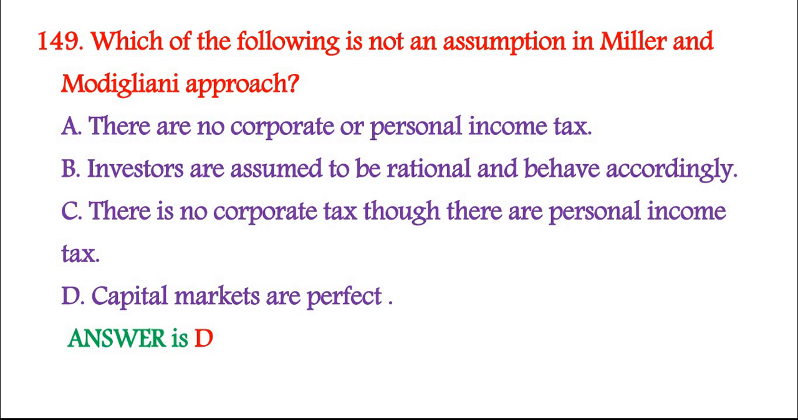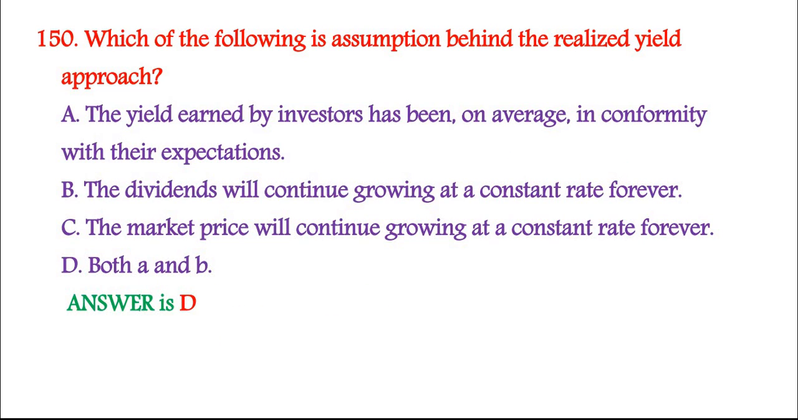149. Which of the following is not an assumption in Miller-Orr Model approach? A. There are no corporate or personal income tax. B. Investors are assumed to be rational and behave accordingly. C. There is no corporate tax though there are personal income tax. D. Capital markets are perfect. Answer is D. 150. Which of the following is an assumption behind the realized yield approach? A. The yield earned by investors has been, on average, in conformity with their expectations. B. The dividends will continue growing at a constant rate forever. C. The market price will continue growing at a constant rate forever. D. Both A and B. Answer is D.